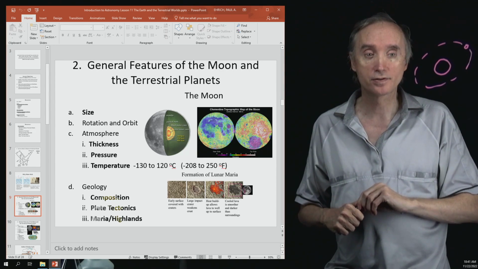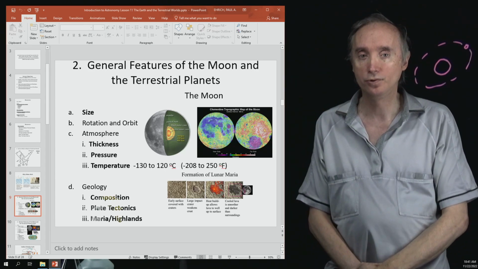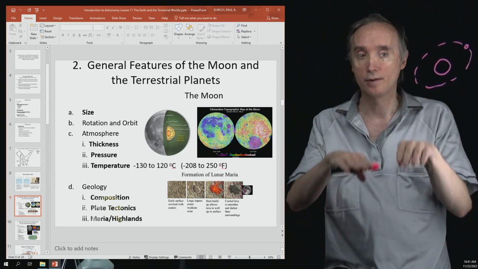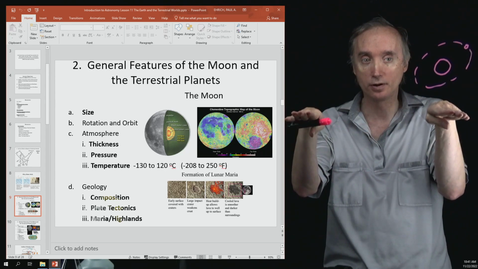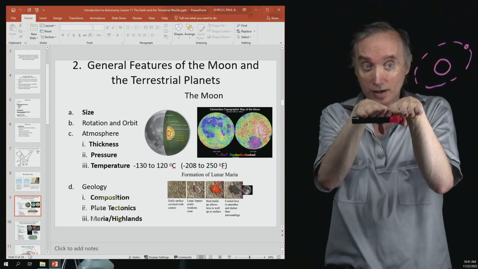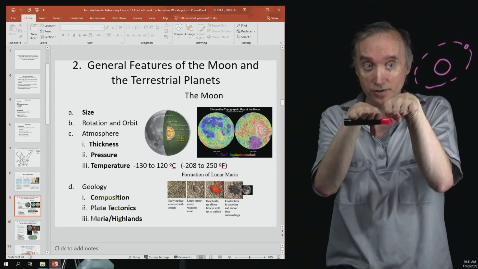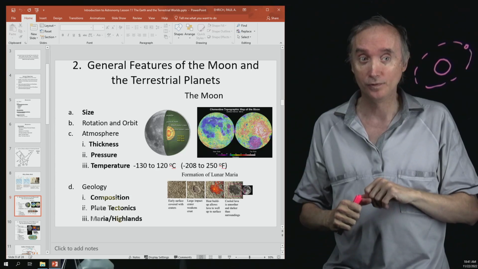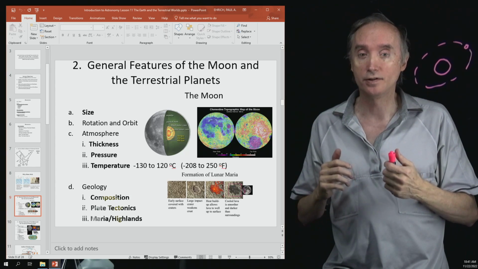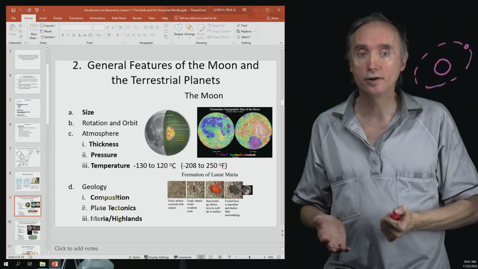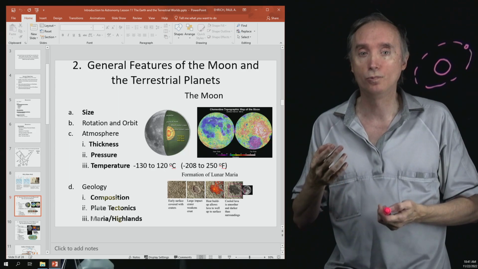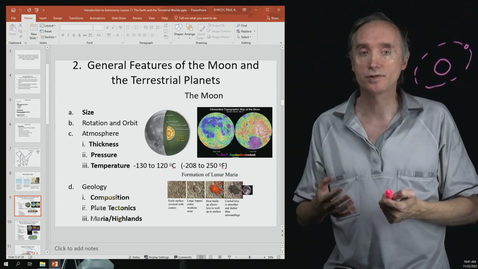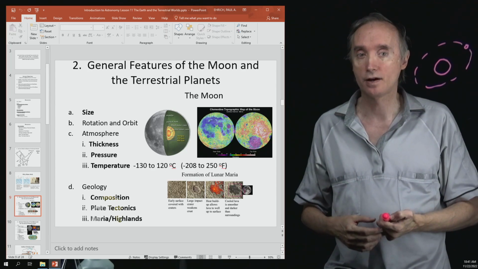Plate tectonics. Do you expect that the moon is going to have volcanoes and areas where the plates are being pulled apart and areas where the plates are being pushed together and areas where the plates are sliding past each other? No. It cooled off very rapidly, and when it did that, it lost its ability to have plate tectonics.